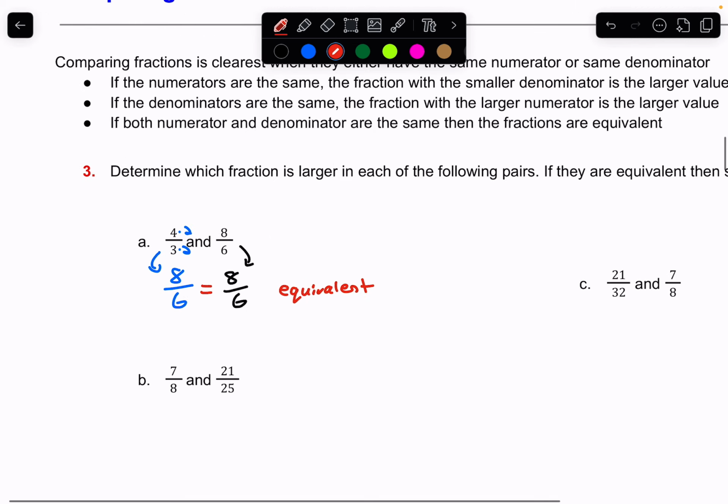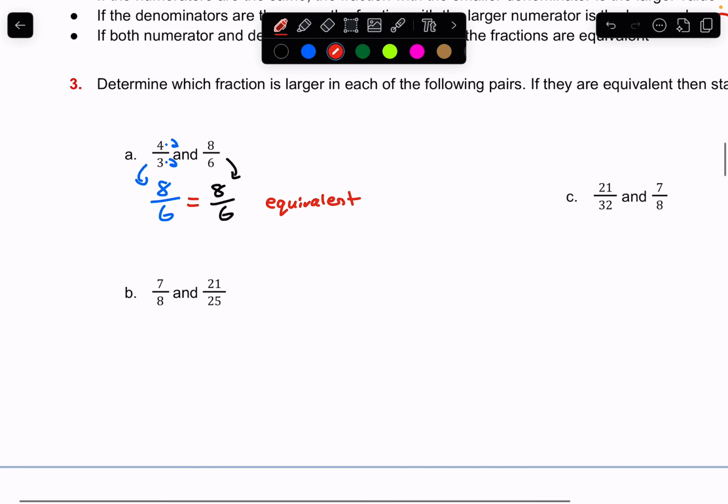Okay, part B though, notice the denominators, 8 and 25, those are not so easy to make the same. So if I want to compare them, I can instead look at the numerators. Okay, it's pretty easy to turn a 7 into a 21.